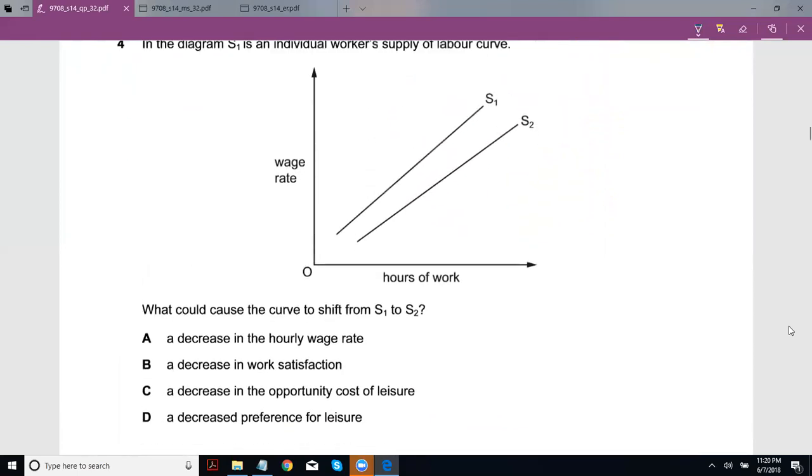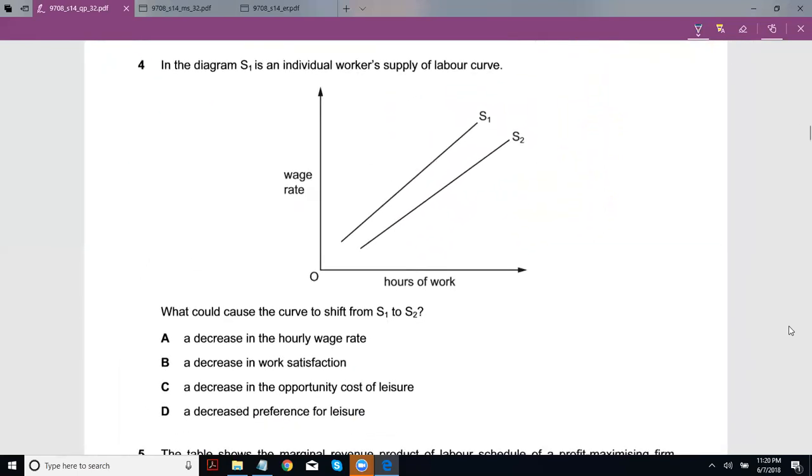Yes. Okay, so in the diagram, S is the individual worker's supply of labor curve. What could cause the curve to shift from S1 to S2? If you draw a line here, previously he was willing to work quantity Q at this particular wage rate. Now he's willing to work the same amount of hours at a lower wage rate. So what has happened there?